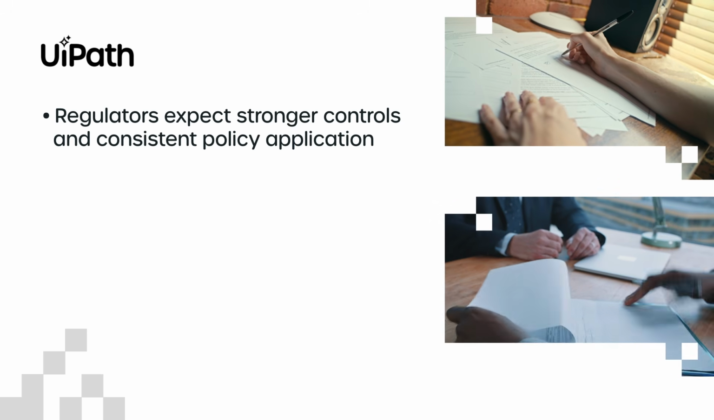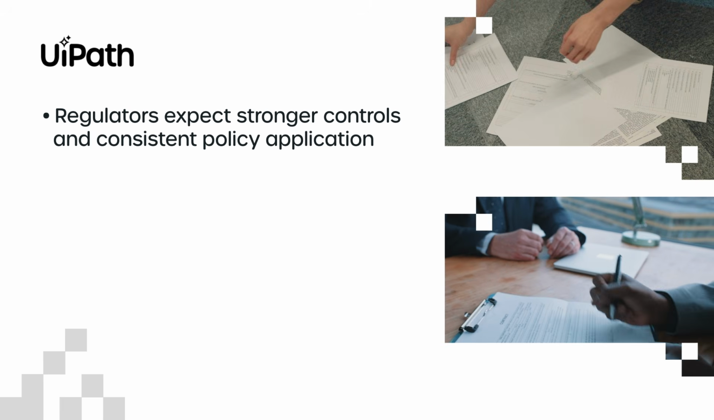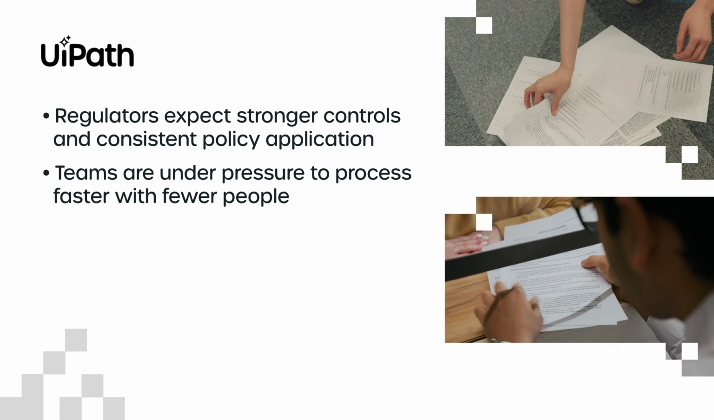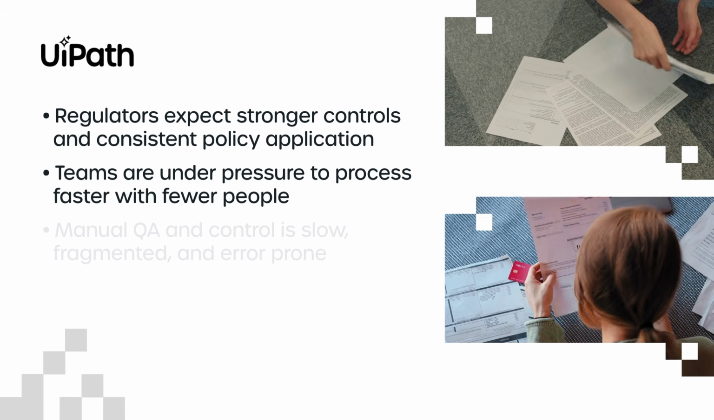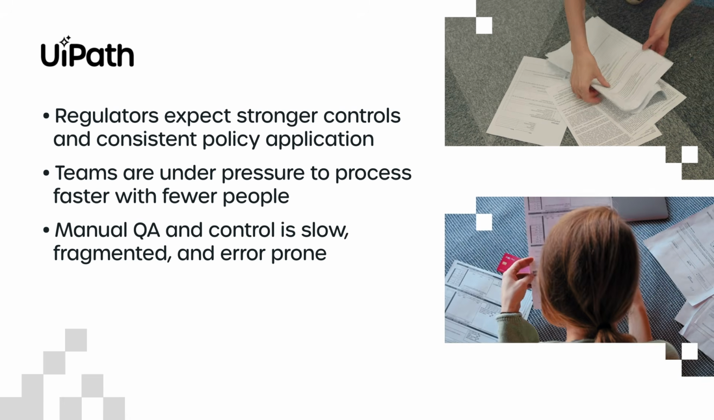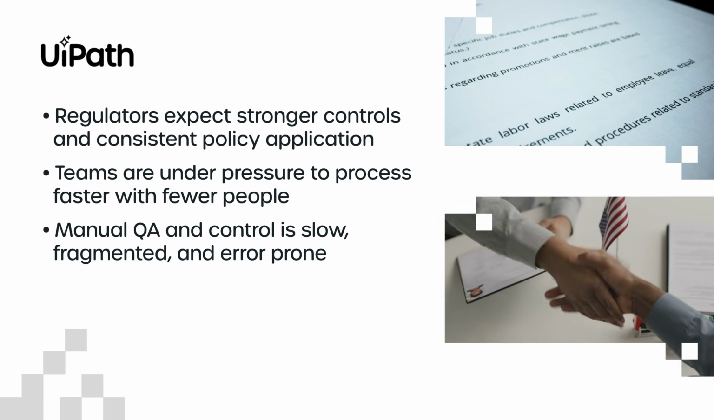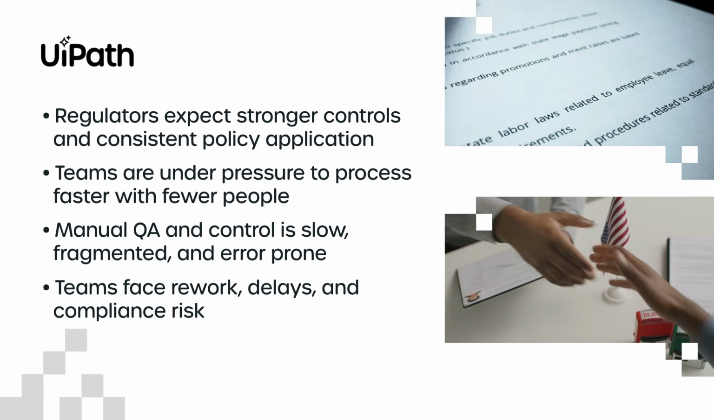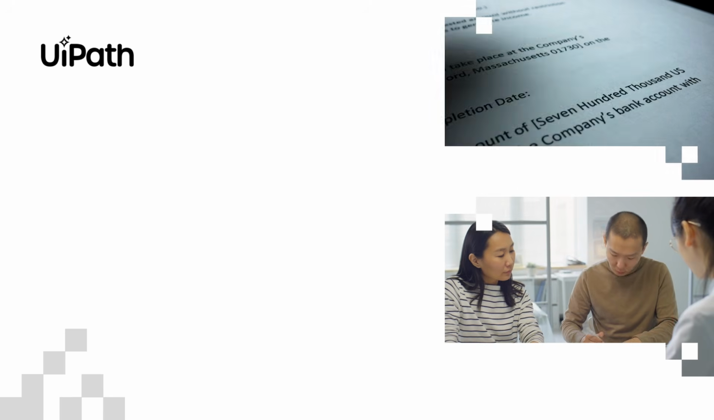In consumer and commercial lending, regulators increasingly expect stronger controls and consistent policy application in loan origination, while teams are expected to move faster with fewer people. In this environment, manual quality assurance and control can't scale. It's slow, fragmented, and error-prone, driving rework, delays, and downstream compliance risk.